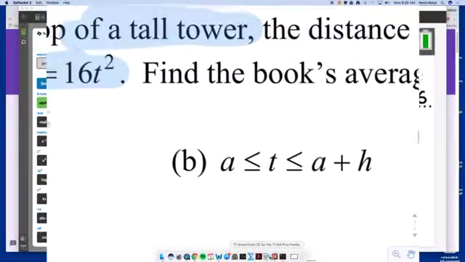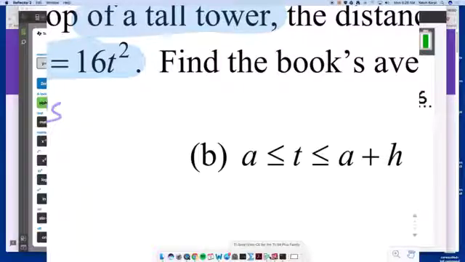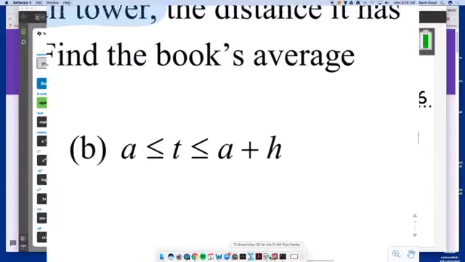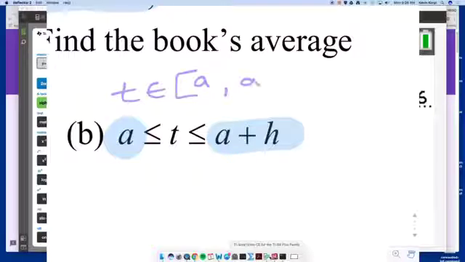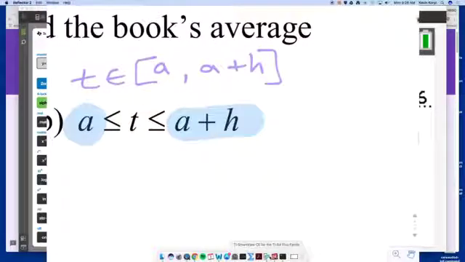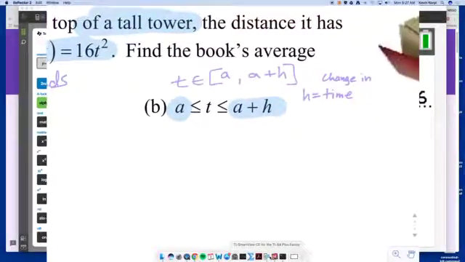Here's what we want to do now. We want to do the exact same calculation. We want to do it for arbitrary values. We want to go from a to a plus h. So we're looking at the interval from a to a plus h, where h is going to be the time difference, or the change in time. So let's go ahead and set it up.